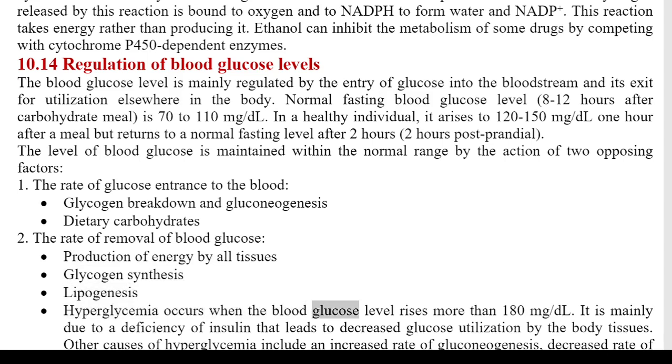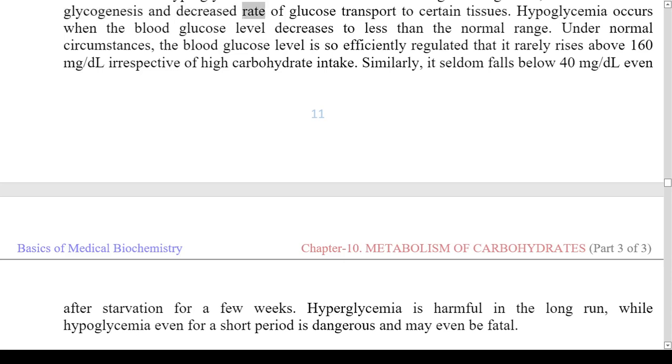Hyperglycemia occurs when the blood glucose level rises more than 180 mg/dl. It is mainly due to a deficiency of insulin that leads to decreased glucose utilization by the body tissues. Other causes of hyperglycemia include an increased rate of gluconeogenesis, decreased rate of glycogenesis and decreased rate of glucose transport to certain tissues.